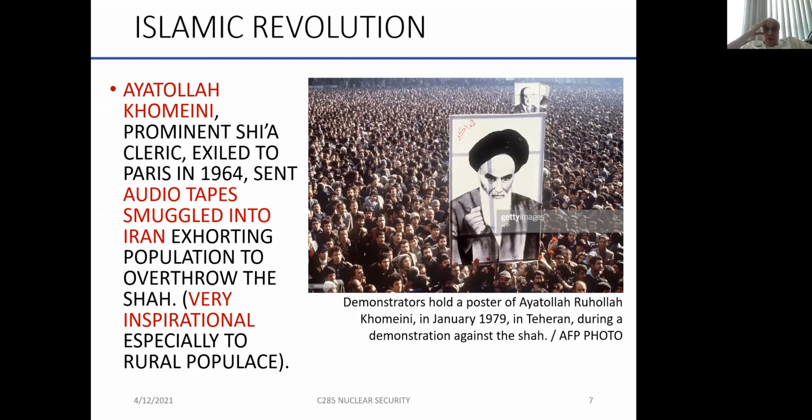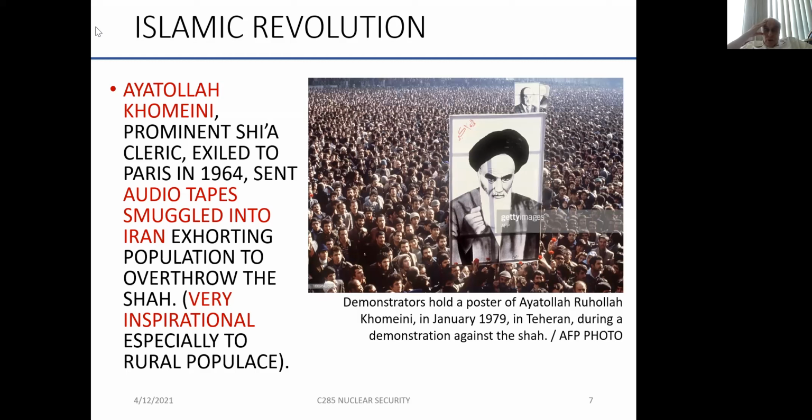The key opposition figure at this time was not even in the country. He was Ayatollah Khomeini, a very prominent Shia cleric, a notable religious figure who had been exiled by the Shah and went to Paris in 1964. And Khomeini began to send audio tapes from Paris and smuggle them into Iran, exhorting the population to overthrow the Shah. He was a very inspirational speaker and had tremendous appeal, especially to the rural population.